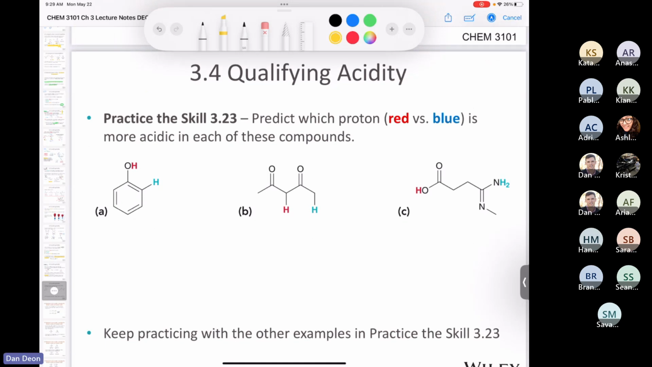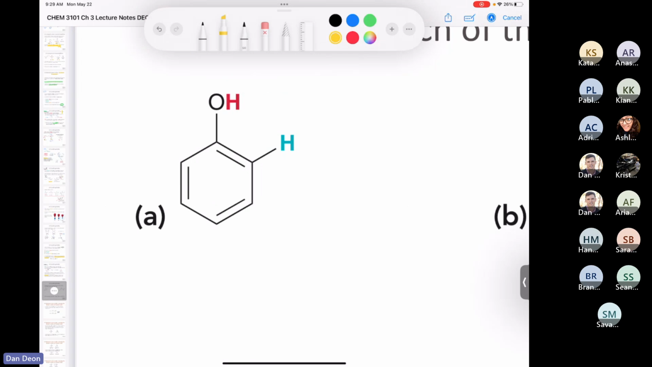It says predict which proton, red versus blue, is more acidic in each of these compounds. You can use the pKa's, you can try and use ARIO. Just, you know, you're a scientist. Try to use everything you have at your disposal to figure it out. If I look at the first one, which is phenol, I have this proton in red on the oxygen, and then I have the proton in blue on the carbon. Which one of these is going to be more acidic? Would it be the red one or the blue one?